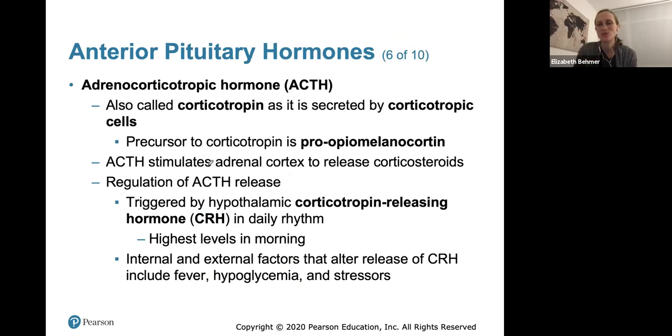The third hormone released from the anterior pituitary is adrenocorticotropic hormone, called ACTH. ACTH tells the adrenal cortex, which is the outer layer of the adrenal gland that sits on top of your kidneys, to release corticosteroids. It's triggered by a daily rhythm, highest in the morning. There are internal and external factors that alter the release of this corticotropin releasing hormone, including fever, hypoglycemia, and stressors. So ACTH works to release some corticosteroids. We'll go over what those are a little later, but this is adrenocorticotropic hormone.